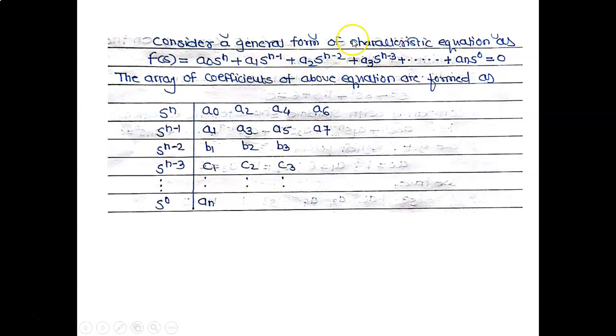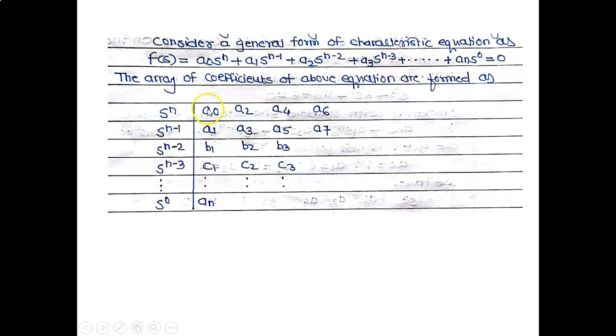Consider a general form of characteristic equation as F(s) is equal to a0 s raised to n plus a1 s raised to n minus 1 plus a2 s raised to n minus 2 plus a3 s raised to n minus 3 plus dot dot plus an s raised to 0 is equal to 0. The array of coefficients of the above equation is formed as s raised to n, s raised to n minus 1, s raised to n minus 2, s raised to n minus 3, dot dot, s raised to 0.